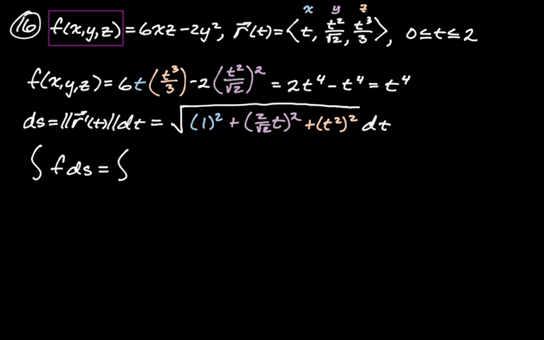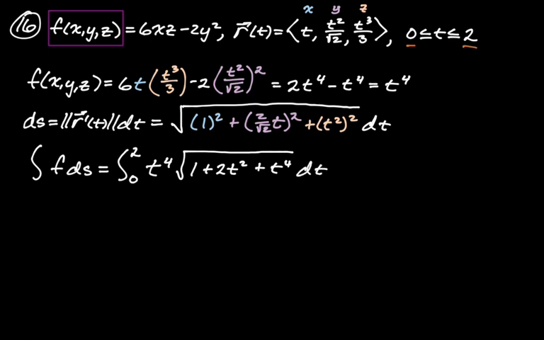We're going from 0 to 2, because those are the bounds. F of r of t, which is t to the fourth. And then this square root thing actually just simplifies to 1 plus 2t squared plus t to the fourth. And you can work that out. You end up with 4 over 2 when you square 2 over root 2, which is 2, and then t squared, and then t to the fourth.